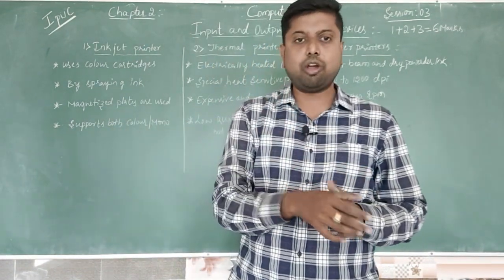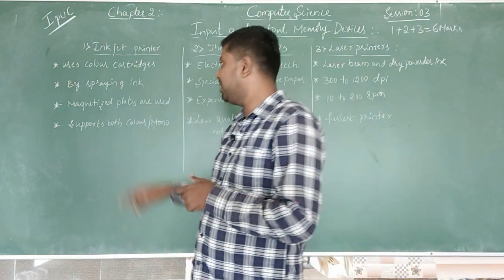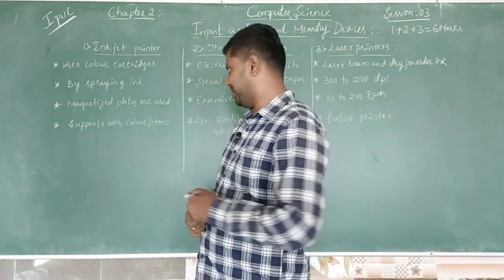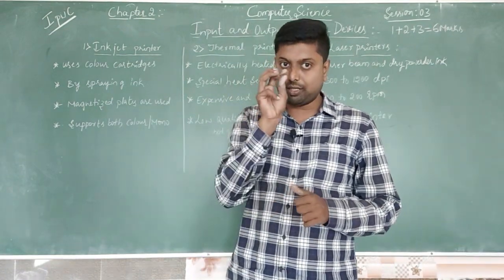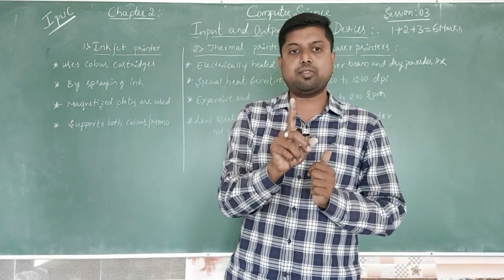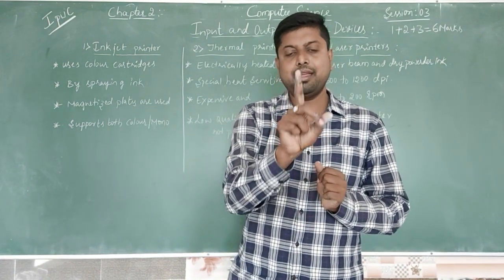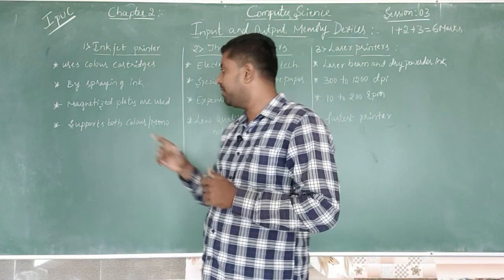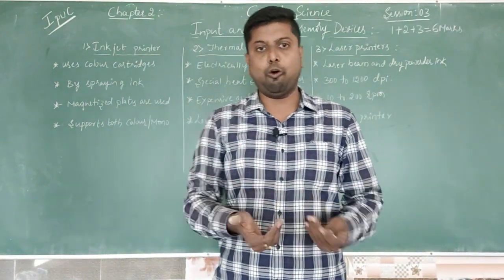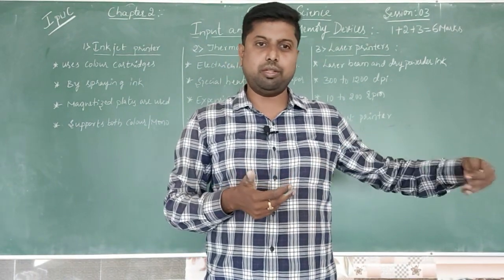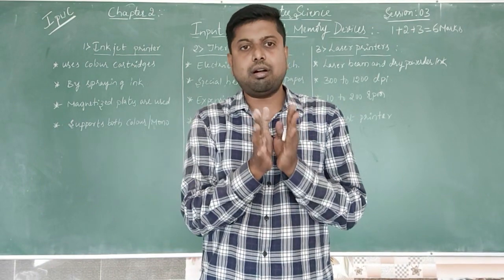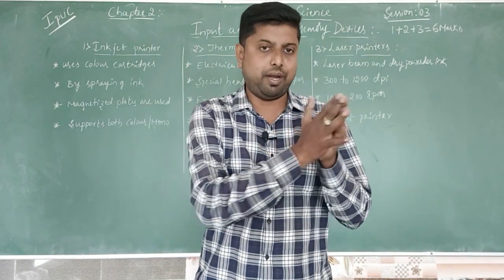So this technology is used in the inkjet printer, and also in the inkjet printer magnetized plates are used for the spray purpose. Magnetized plates are used to spray the inks. So that is one concept. And the inkjet printer supports both color as well as mono, means both black and white as well as color cartridges. So these are some characteristics of the inkjet printers, dear students.